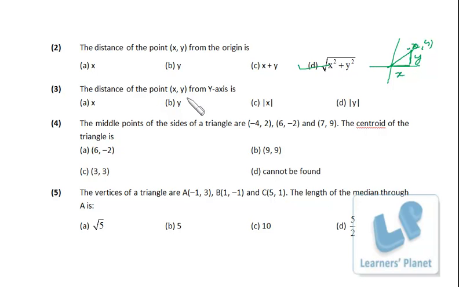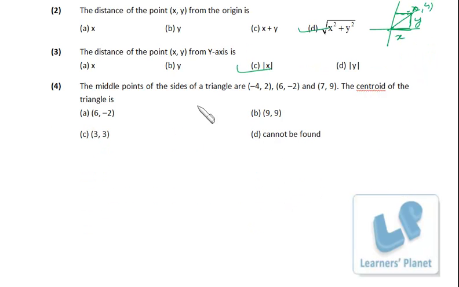The distance of the point (x, y) from the y-axis. Now this is the point (x, y) and this is the y-axis, right? So the distance of (x, y) from the y-axis is what? It is x, so it will also be x. Okay, and distance will always be positive, so you can take it as modulus of x, because the absolute value of distance will be a positive value.